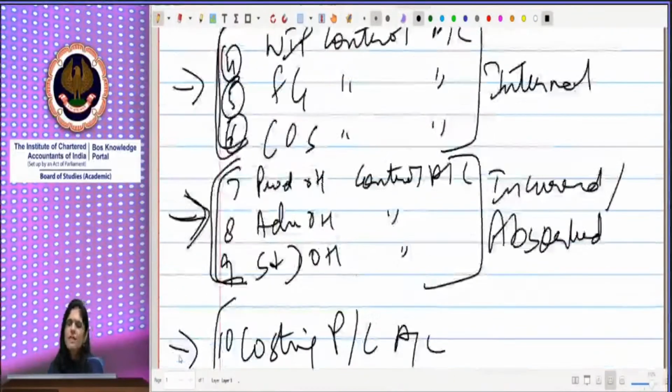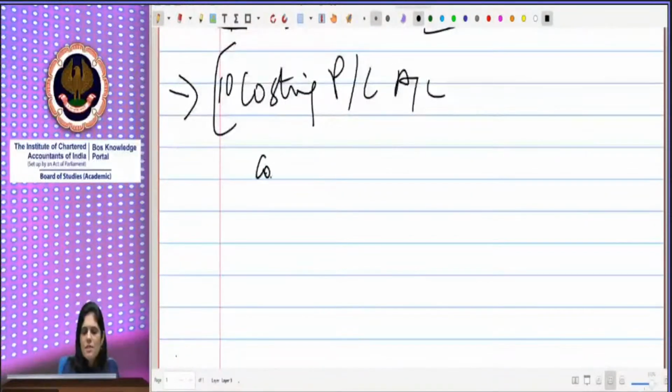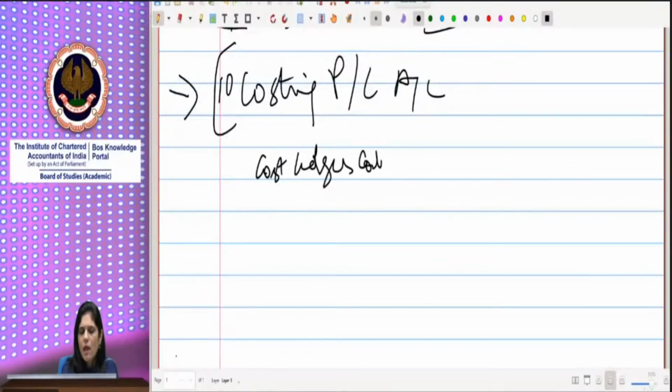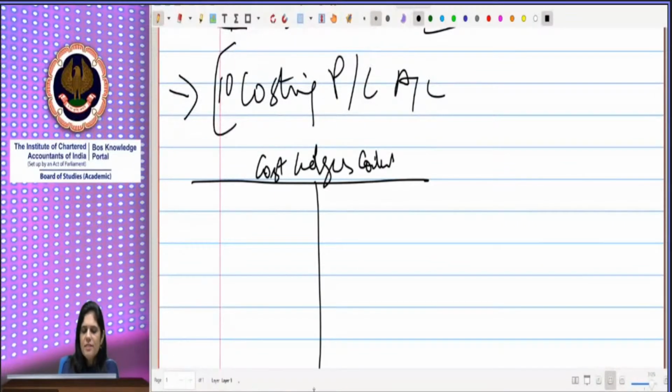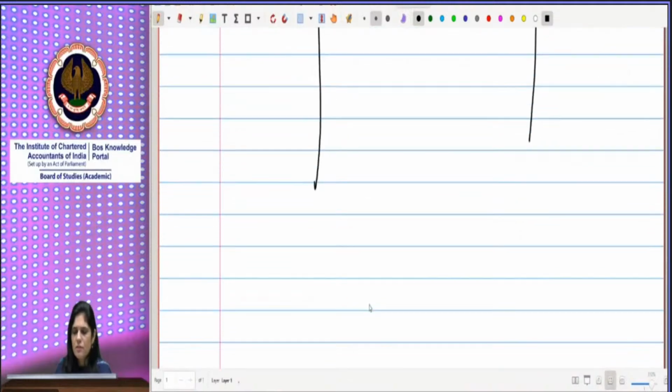Clear? So just make 10 ledger accounts very quickly. All the accounts very quickly you have to make. Cost ledger control account. Just make the ledger accounts quickly. It's just the format of a ledger. I hope you know the ledger account, debit and credit, particulars and amount. And there I'm making a stores ledger. Just make proper ledger accounts. I'm just making it to show you.